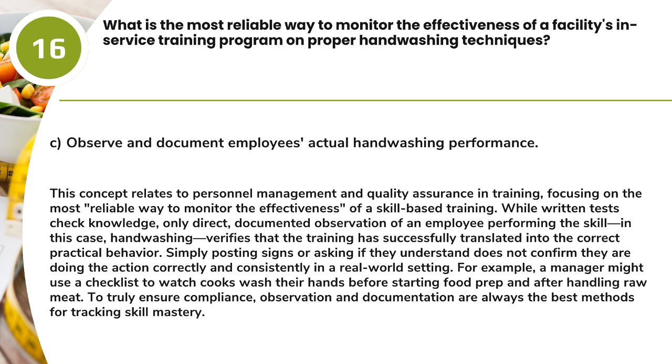Simply posting signs or asking if they understand does not confirm they are doing the action correctly and consistently in a real-world setting. For example, a manager might use a checklist to watch cooks wash their hands before starting food prep and after handling raw meat. To truly ensure compliance, observation and documentation are always the best methods for tracking skill mastery.